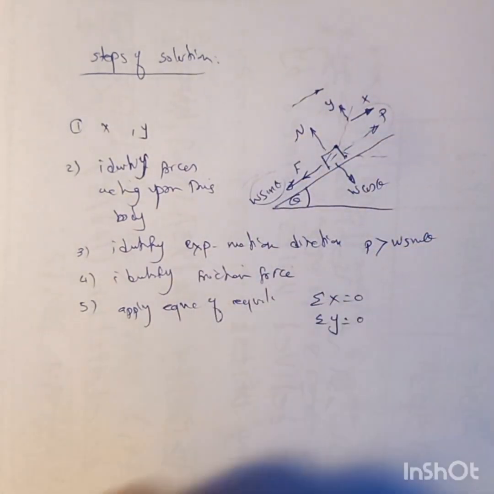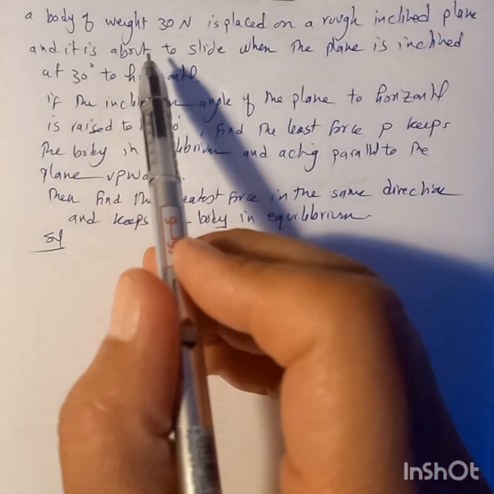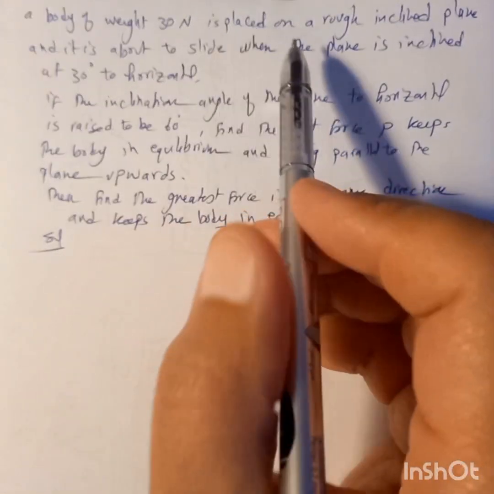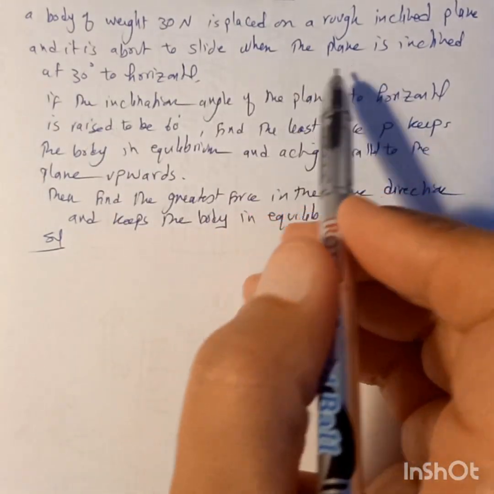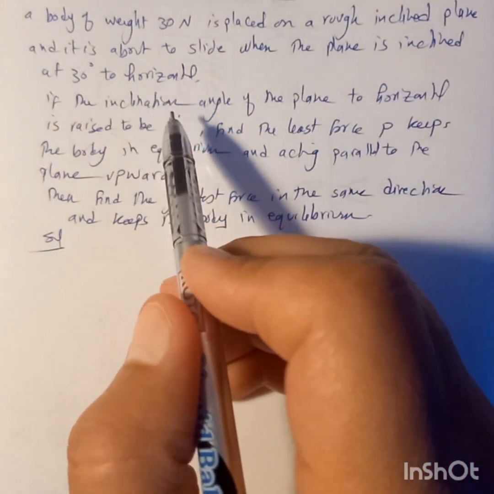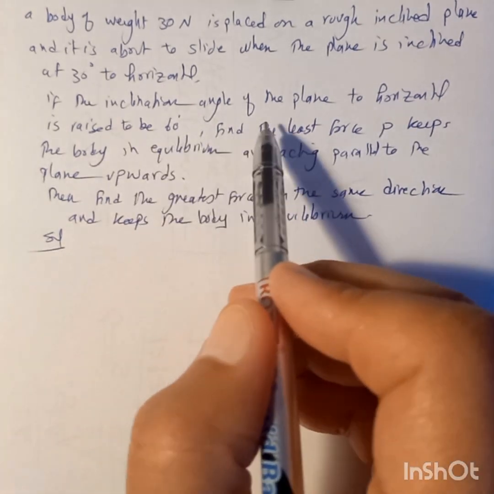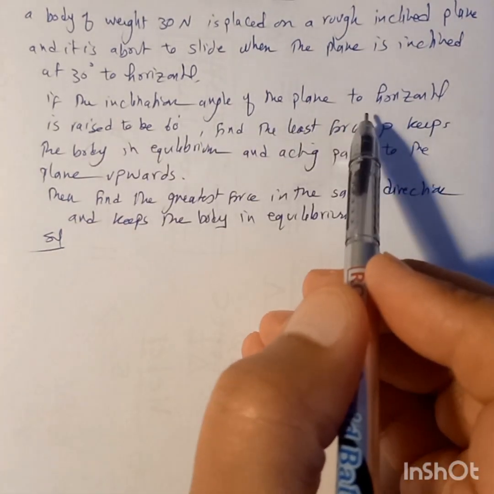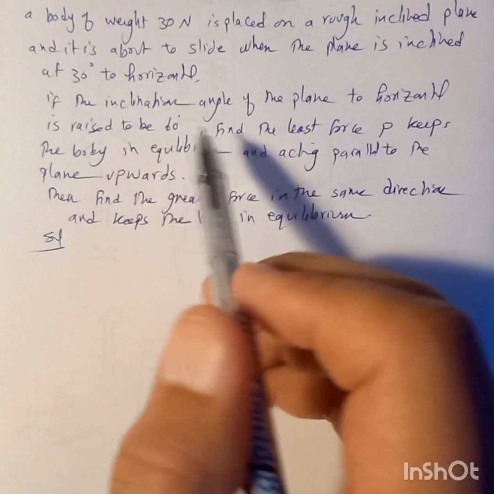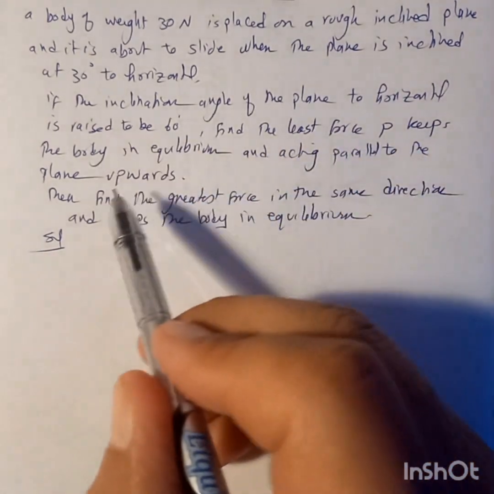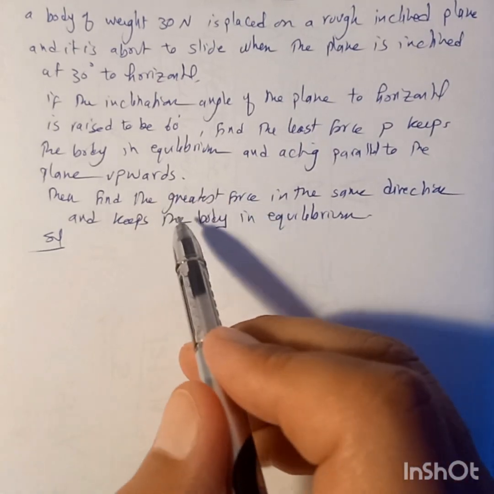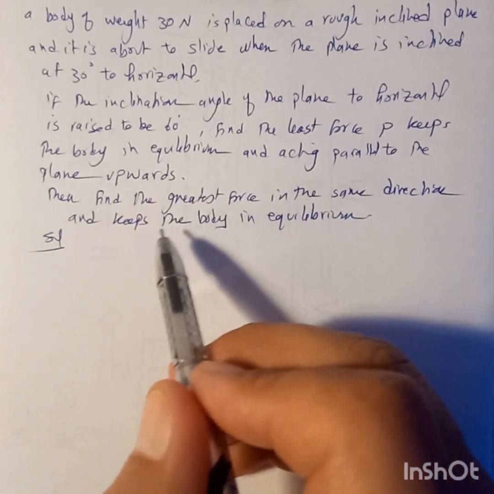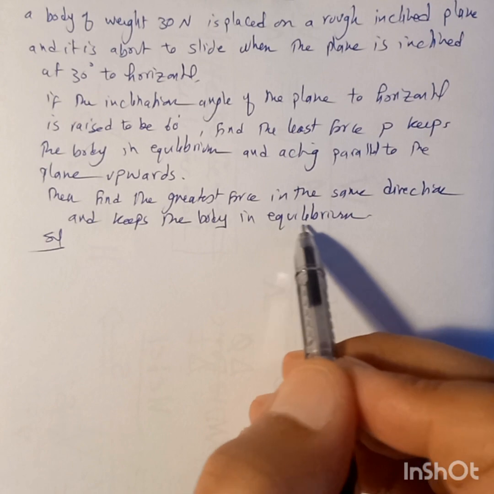We have this example: a body of weight 30 Newton is placed on a rough inclined plane and it's about to slide when the plane is inclined at 30 degrees to the horizontal. If the inclination angle of the plane to the horizontal is raised to 60 degrees, find the least force P, acting parallel to the plane upwards, that keeps the body in equilibrium, and find the greatest force in the same direction that keeps the body in equilibrium.